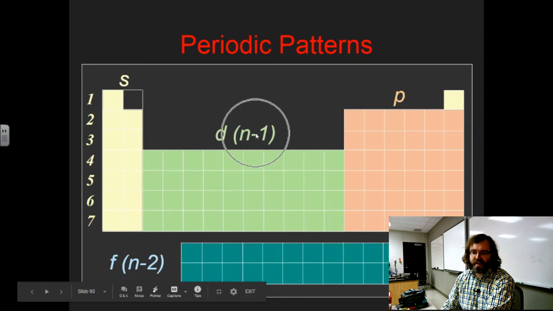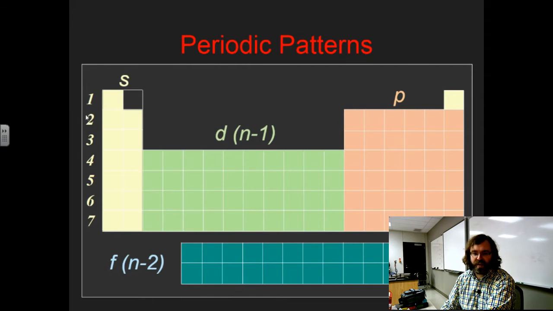You'll also notice that the d block is n-1 and the f block is n-2. That's because energy levels are kind of marked alongside. There are 7 periods across the periodic table, 1, 2, 3, 4, 5, 6, 7. And that represents the energy levels that the electrons are in.